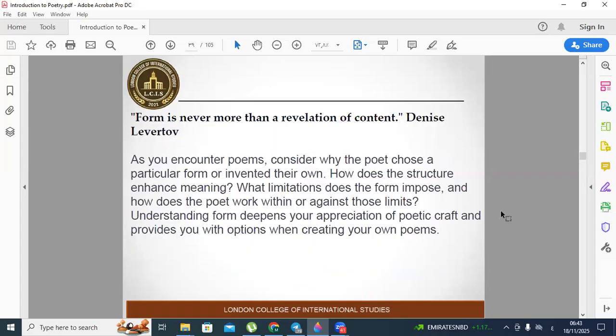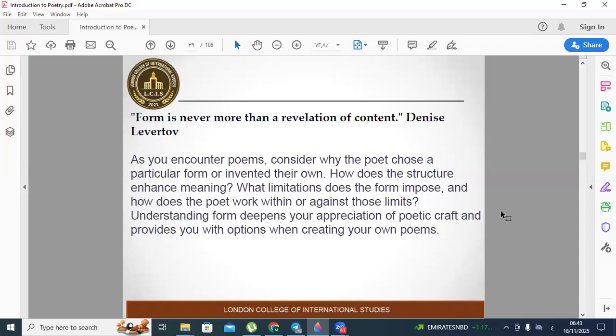Now let's move to form and content. Denise Levertov wrote, "Form is never more than a revelation of content." This profound statement means that a poem's form should emerge from and reveal its content.